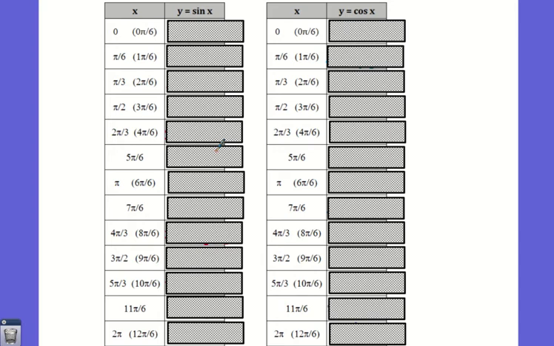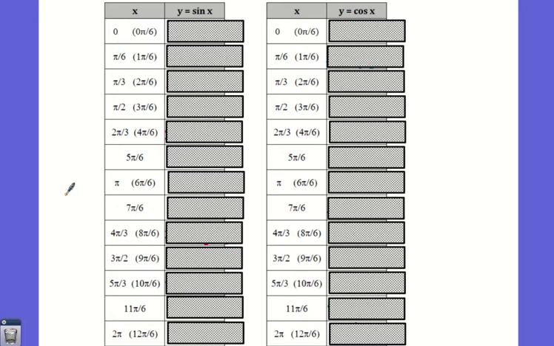Now, just to make sure I'm thorough here, plugging in 0, pi over 6. Pi over 6 is essentially 30 degrees, right? But we're working in radians. Pi over 3 is 60 degrees, essentially. Pi over 2 is 90, and so on and so forth, right? So you're going to be plugging in all of these values.